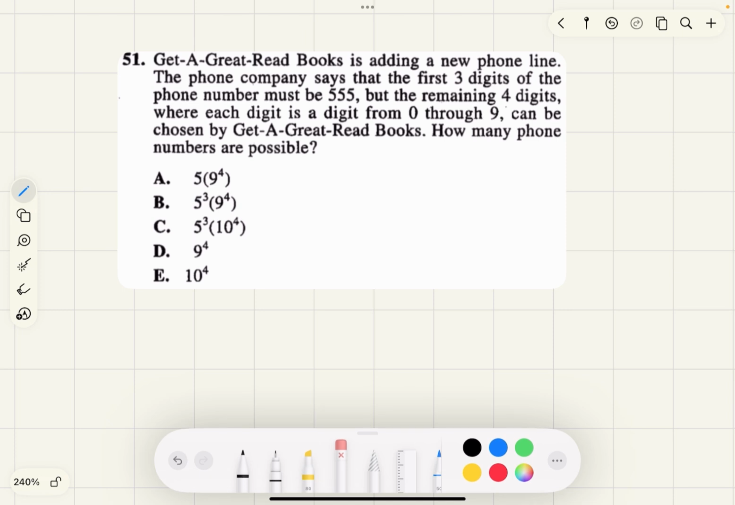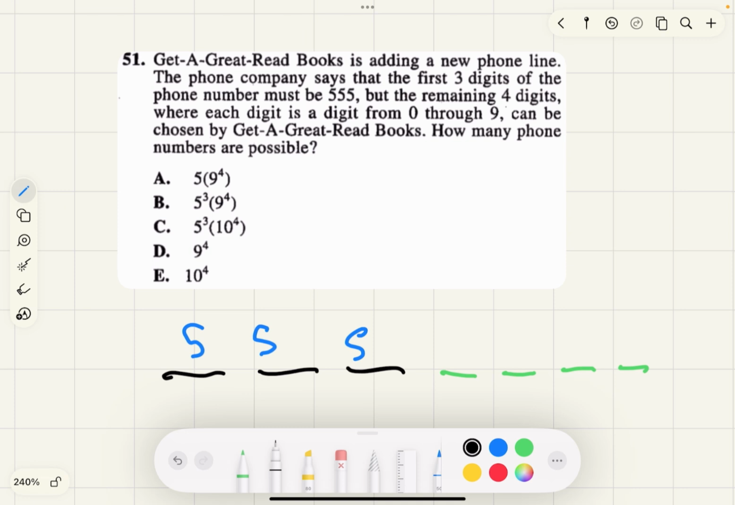Okay, so we could just go back to the classic slot method. So let's start off with the first 3 digits. It says that the first 3 digits, 1, 2, 3, of the phone number must be 555. So we can just write that down, 555. Great. Now let's go down to the remaining 4 digits, where each digit is a digit from 0 through 9, can be chosen by Get a Great Read Books. So 1, 2, 3, 4.